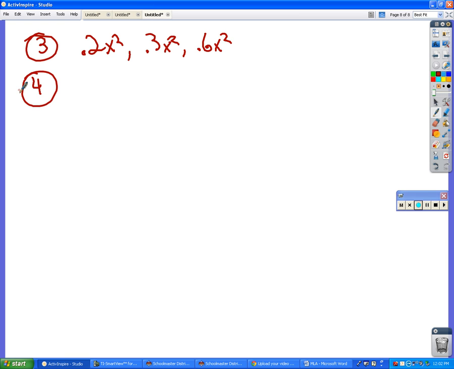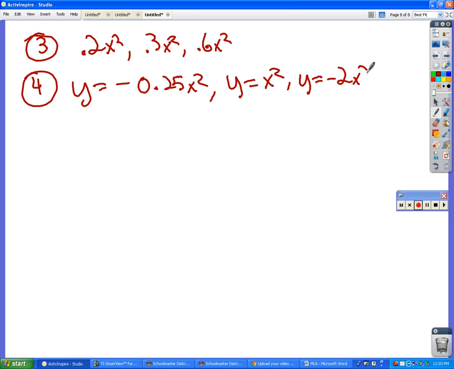All right, and then number 4, remember, we don't care about the positive or negative when we're talking about the width of a parabola. So when I say smallest, I really mean the absolute value, not including the negative sign. Which is the smallest? 2x squared, 1x squared, or 0.25x squared? 0.25, yep, because the negative doesn't matter. So negative 0.25x squared would be the widest of those, followed by x squared, followed by negative 2x squared. Okay?